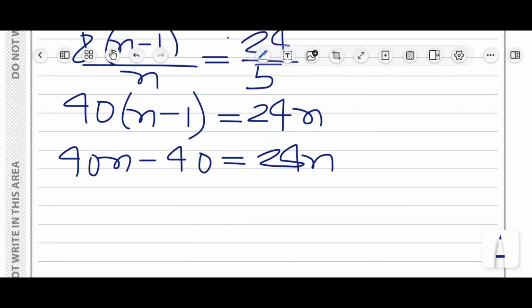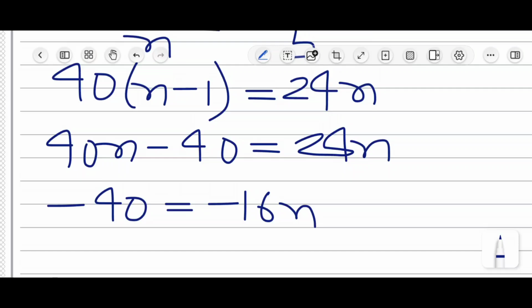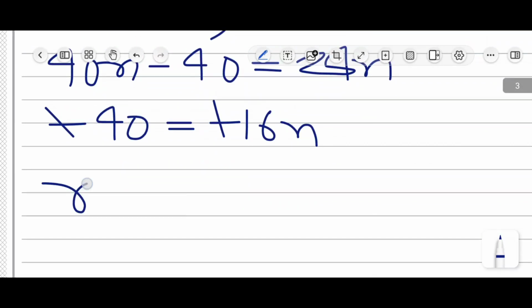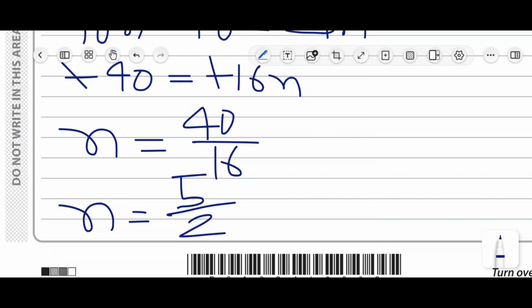I subtract n here, so let's keep 40 on the left hand side. 24 minus 40 is minus 16n. I will cancel both minus signs, and divide: 40 by 16 gives n. The value of n is 5 by 2.